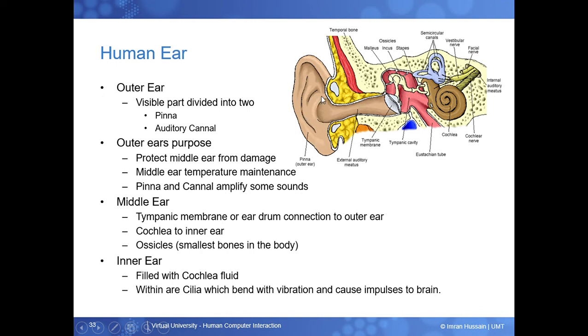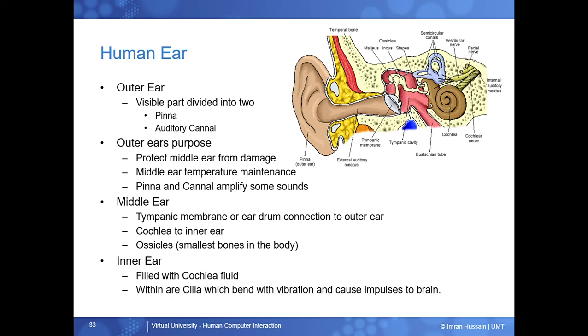So the outer ear's purpose is to protect your middle ear from damage and the middle ear temperature maintenance. And the pinna and the canal amplify some sound. Actually, totoo yun guys. Kapag parang mas malaki yung tenga mo, mas na-amplify niya yung sound. Kumbaga nagiging woofer yung tenga. Parang ganun.